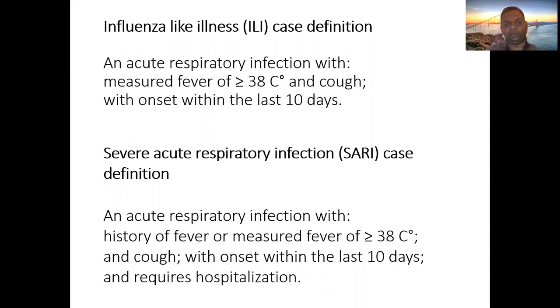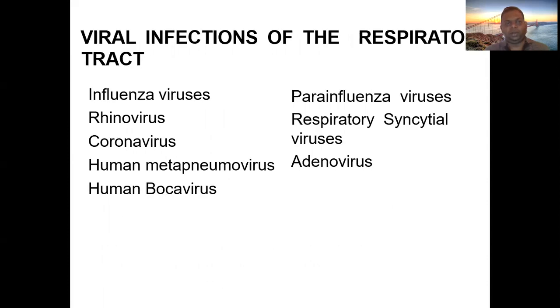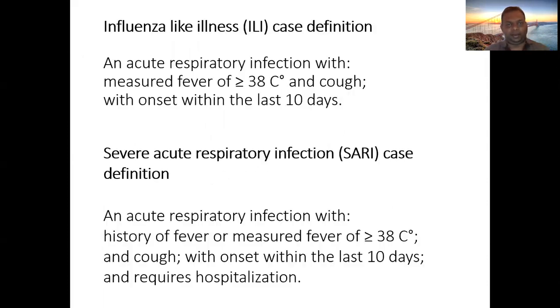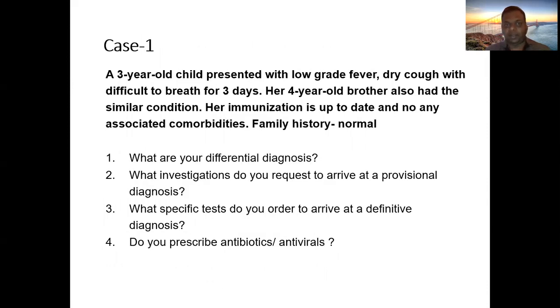What do you think about this case? It seems there is no need for hospitalization. But what is the provisional diagnosis? Right. Viral infection of the respiratory tract. So this history implies an acute history, low-grade fever, dry cough with difficulty breathing. And there is a family history as well.